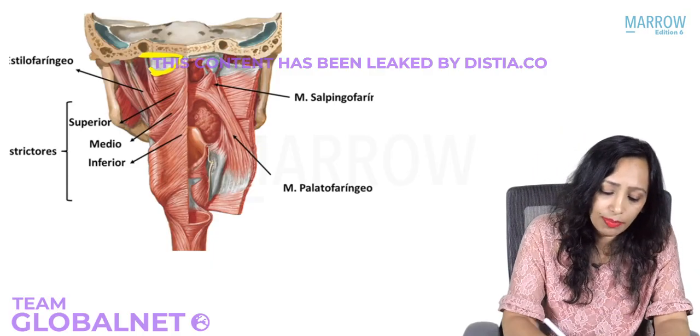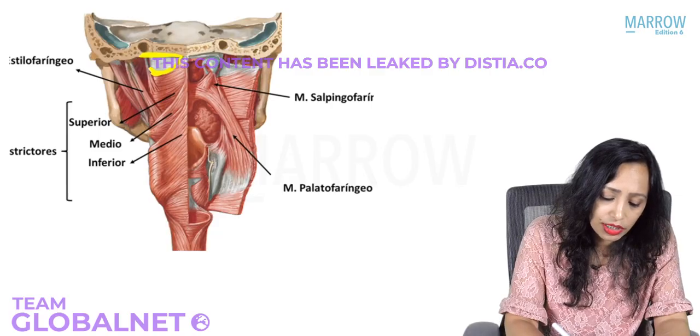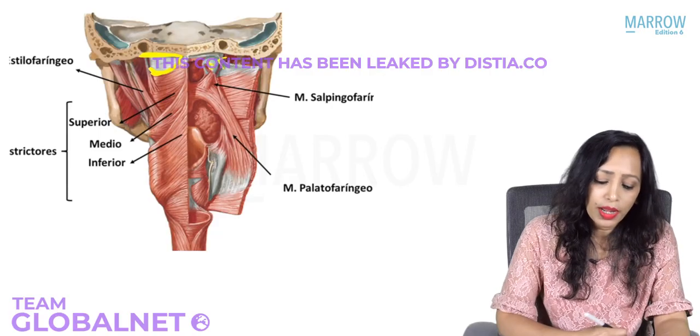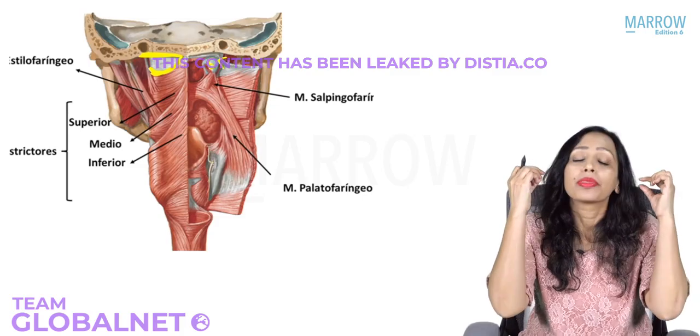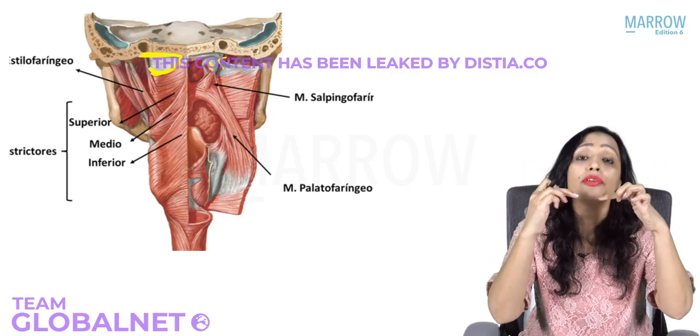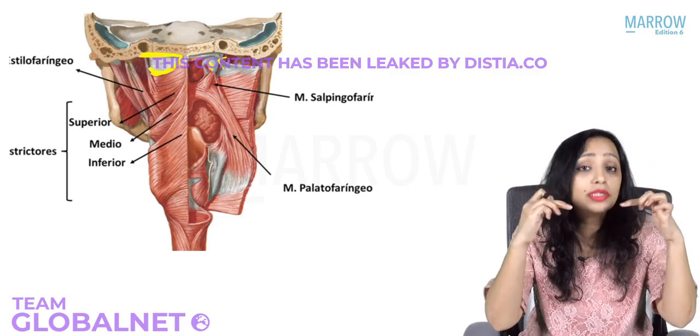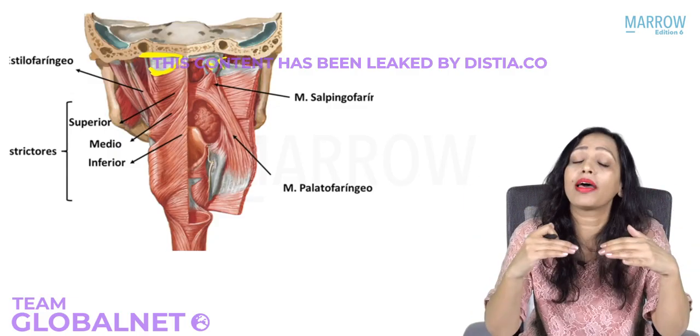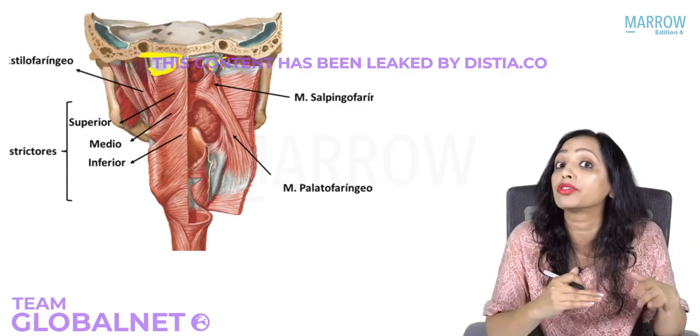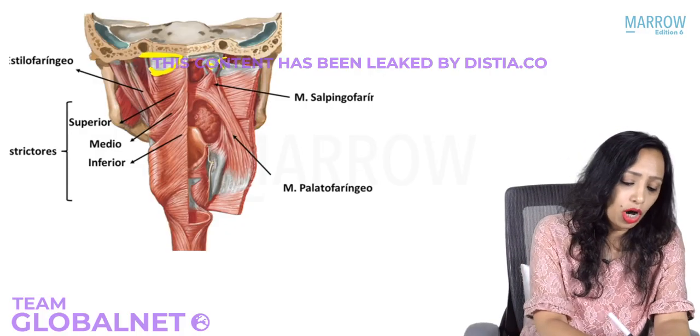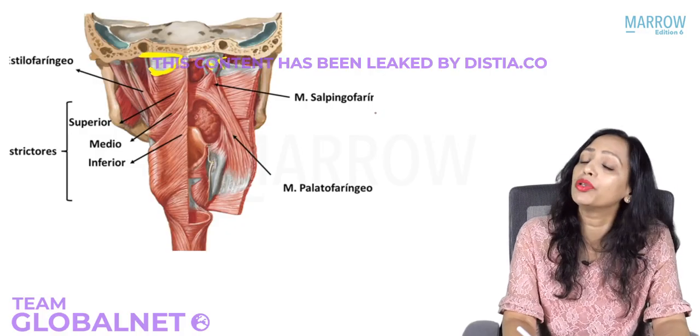And what are the structures that are passing through here? Can you make out what this is? Yes, this is the eustachian tube. The eustachian tube comes from the ear and opens into the pharynx. So it enters the nasopharynx from where? Through the sinus of Morgagni. Along with that are the muscles of the eustachian tube.